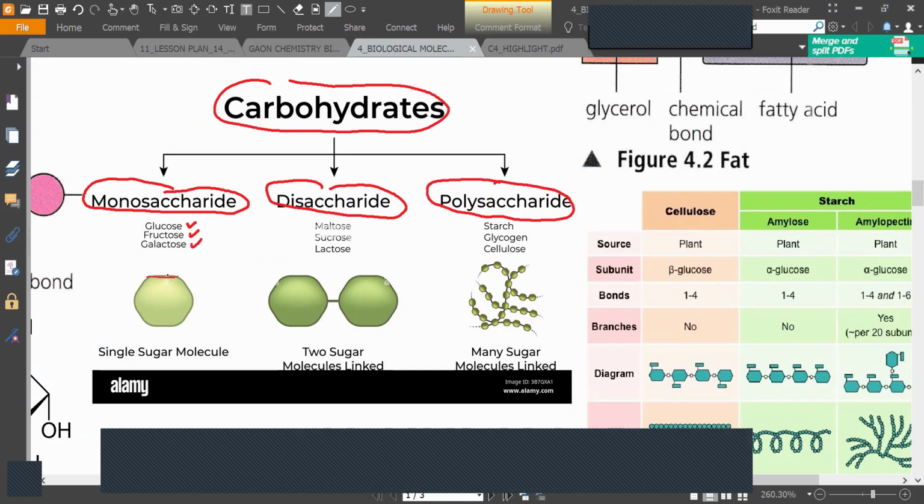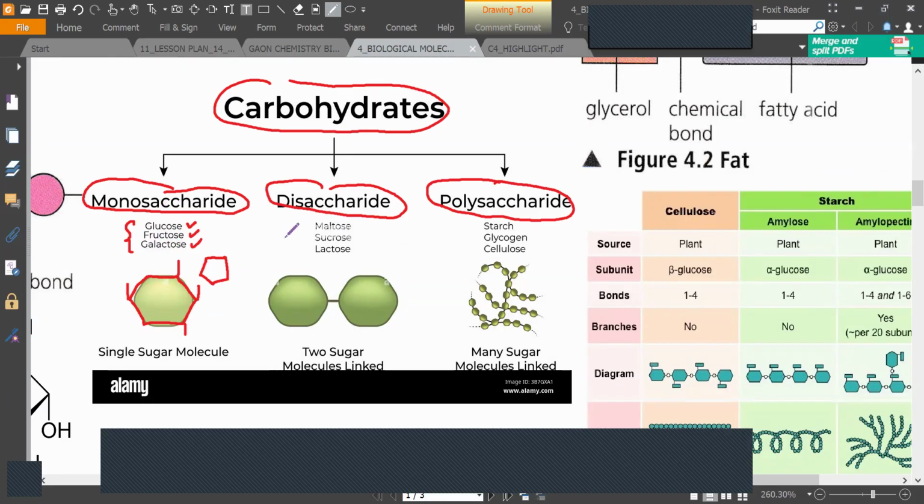Basically their shape is like this, hexagonal shape, just their side groups will be slightly different. Glucose, fructose, galactose, they are mostly very similar. Fructose is a five-membered ring, like this, but they are mostly very similar.